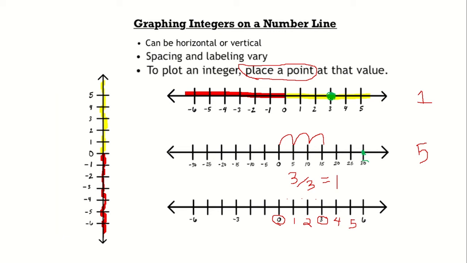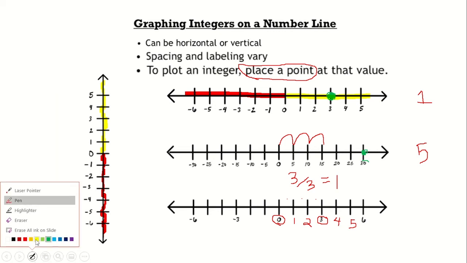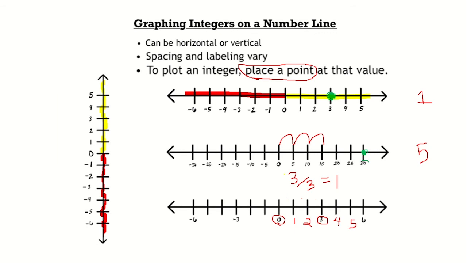So take note of some common mistakes: others would encircle the number or the label, which is wrong. Again, to graph or plot, you need to place a point at that value on the number line, not below and not even above.